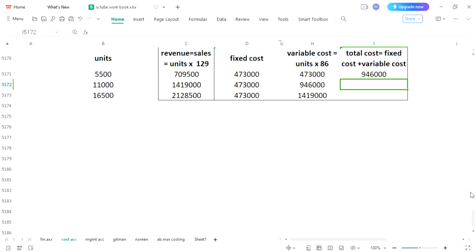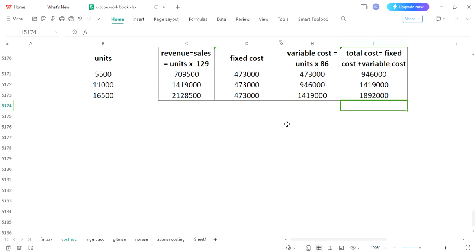Then you need to calculate your second total cost, for which you will add fixed cost 473,000 and variable cost 946,000. So fixed cost 473,000 and 946,000 your variable cost. In this way you have calculated your total cost. It's time to see the third stage. 473,000 is your fixed cost, and look at over here, 1,419,000 is your variable cost. So we have got 1,892,000 total cost. It has been completed.